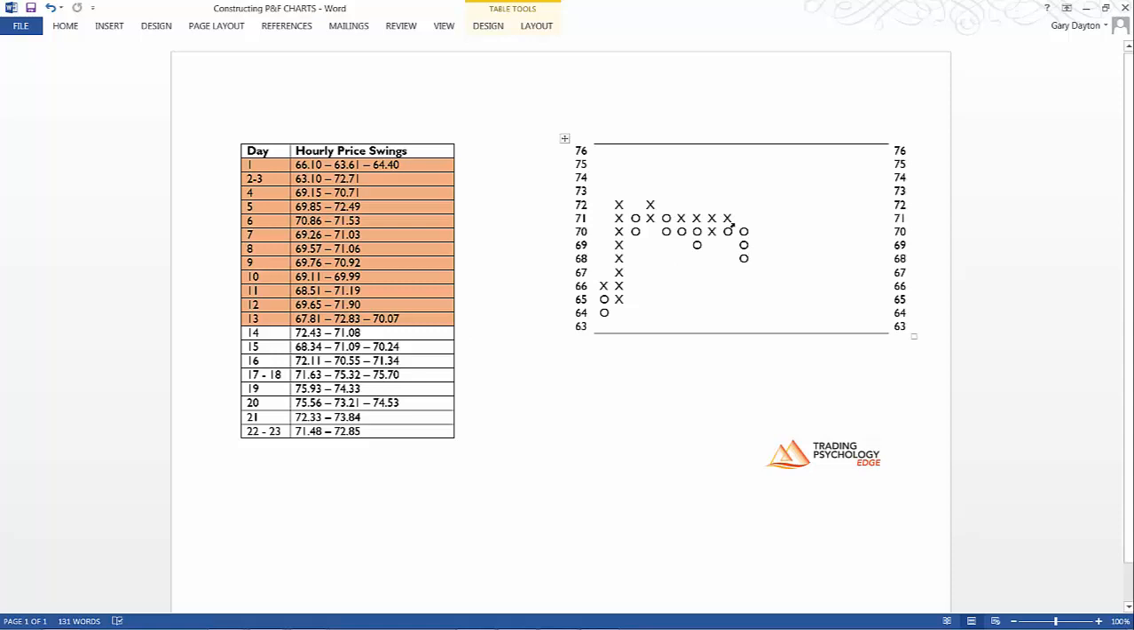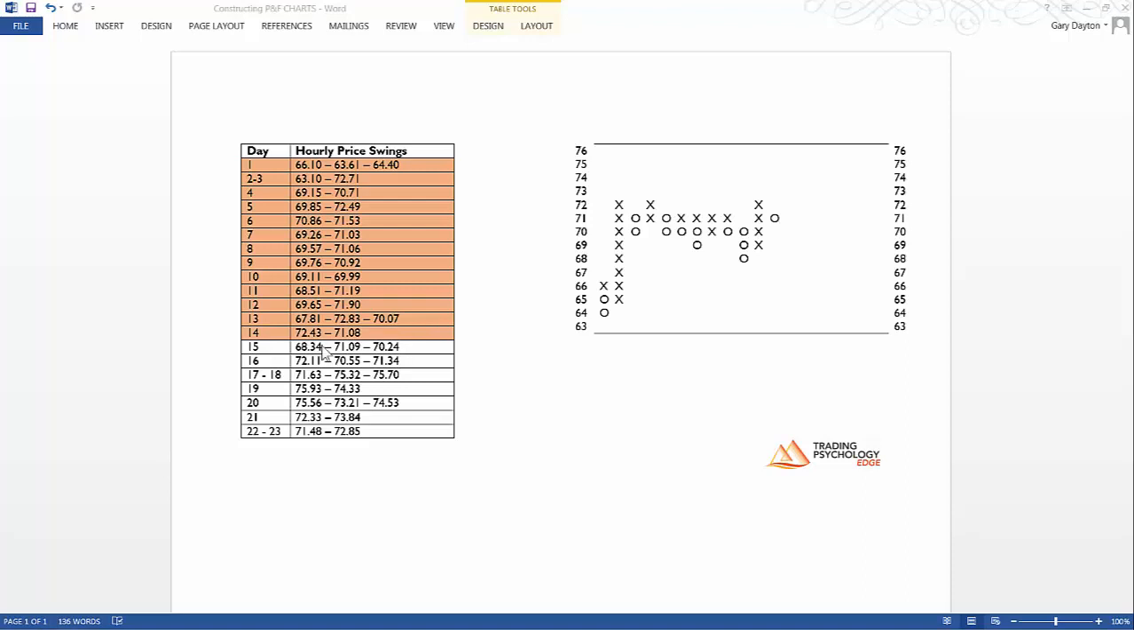We already have a figure in 69, so we start a new column. And it goes through 69, 70, 71, and 72. The market goes up to 72.83, but it does not reach or exceed 73, so we stop at 72. And then the market has another swing down to 70.07. So we can go one figure, 71. We can't go all the way to 70 because 70.07 is larger than 70.